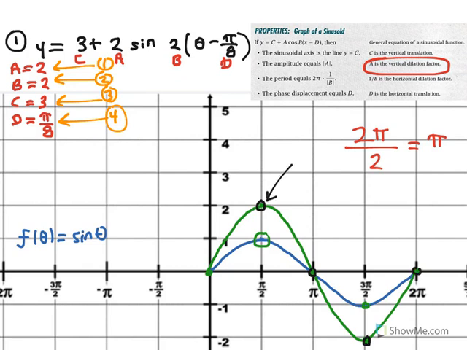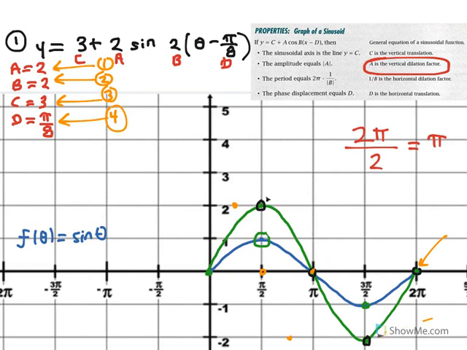So the x coordinate of this point, 1/2 times pi over 2, will become pi over 4. The y coordinate stays the same. The x coordinate of this point will become half of pi, which is pi over 2. The y coordinate stays the same. The x coordinate of this point, half of 3 pi over 2, will become 3 pi over 4. The y coordinate stays the same. The x coordinate of this point, half of 2 pi, will become 1 pi. The y coordinate stays the same.